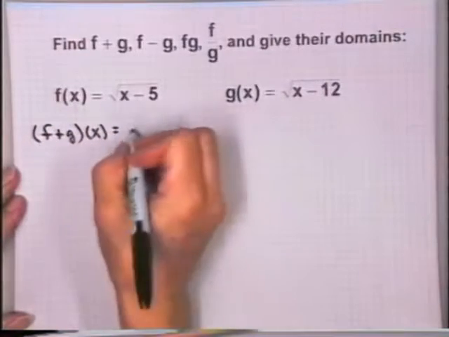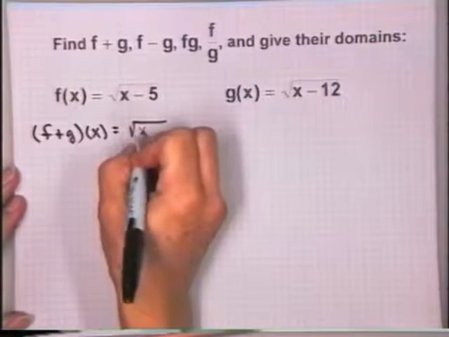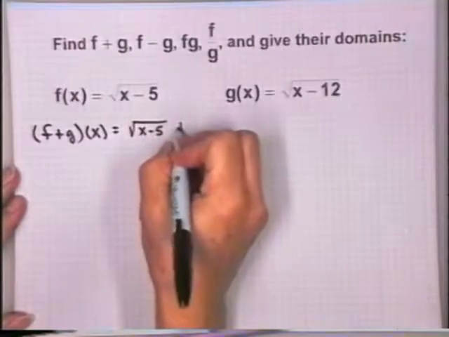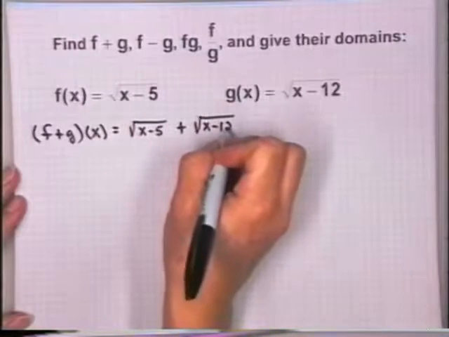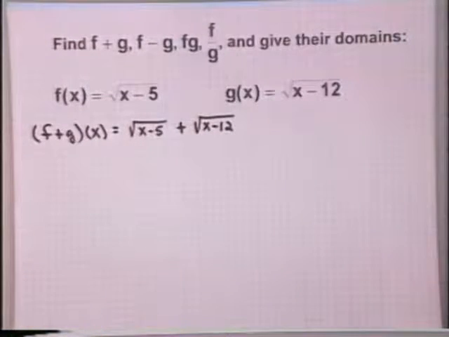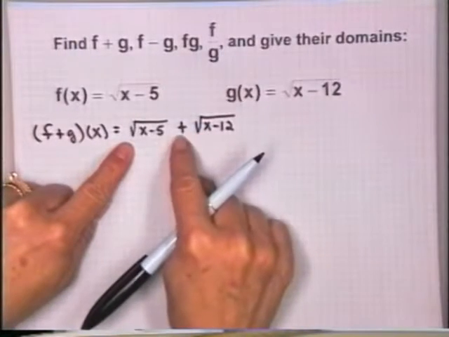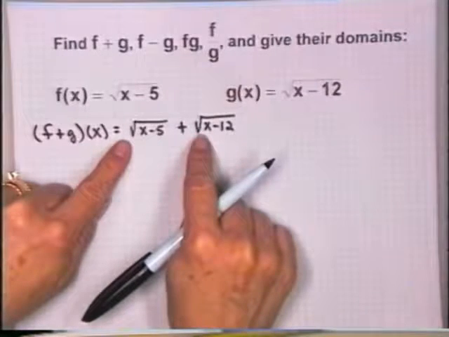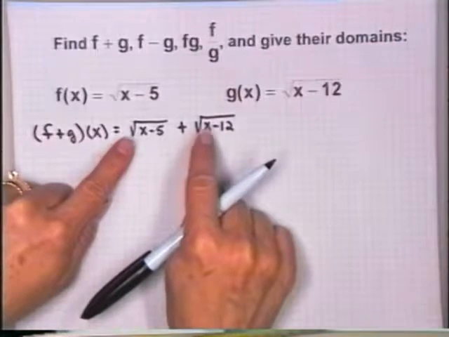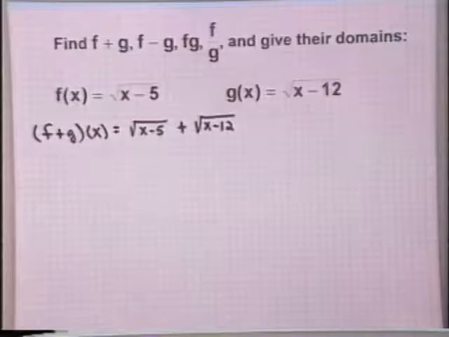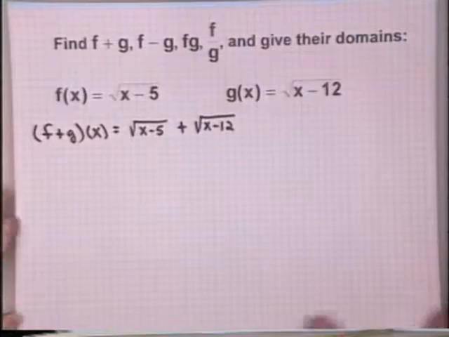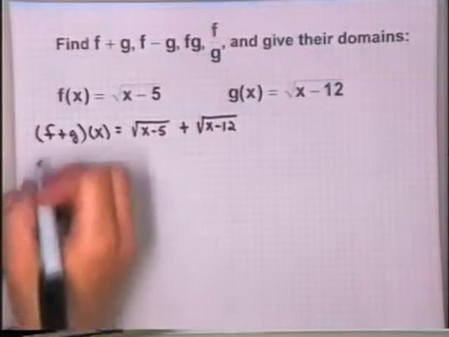That means I want the function f of x, which is the square root of x minus 5, and I'm going to add to that the function g of x, which is the square root of x minus 12. Now, this is real simple. I'm finished. The reason is that when you have radicals and you're adding, you can only add them if they're alike, sort of like variables. These two radicals are different, so I can't combine them in any way, and that's the only way I can indicate this sum of my two functions.